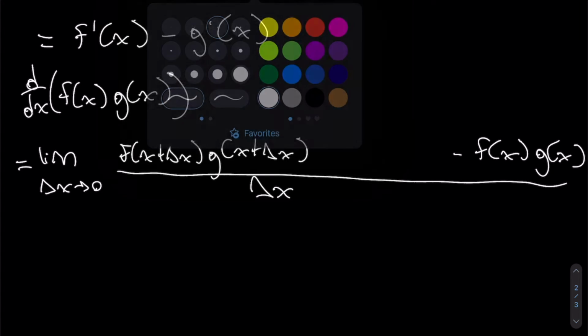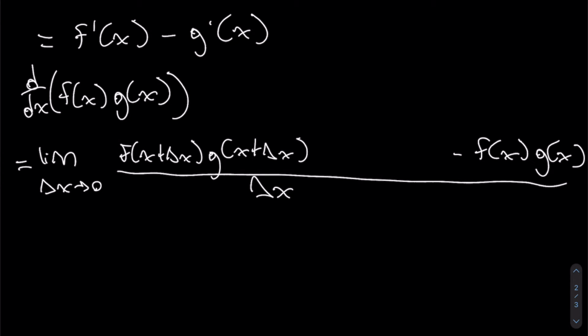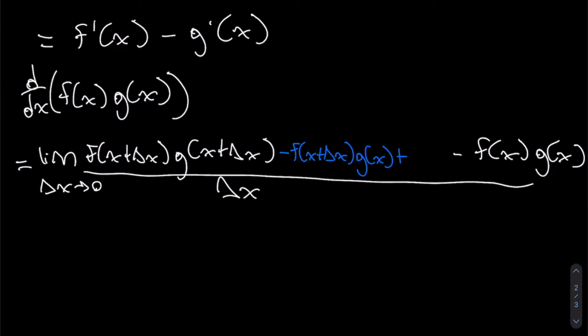But I'm going to add 0 to this expression, so I'm not going to change anything. The way I'm going to add 0 is I'm going to subtract f at x plus delta x times g at x, and then also add it. And I'm running out of space here, so I'm trying to squeeze this in as best I can. Maybe I'll make this smaller.